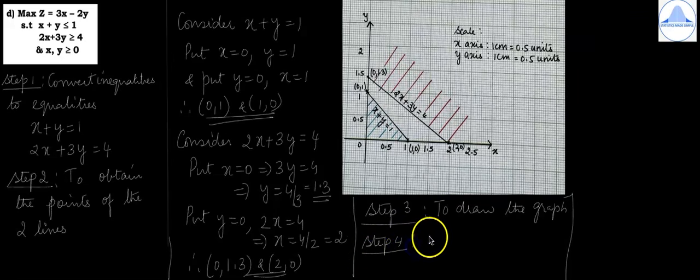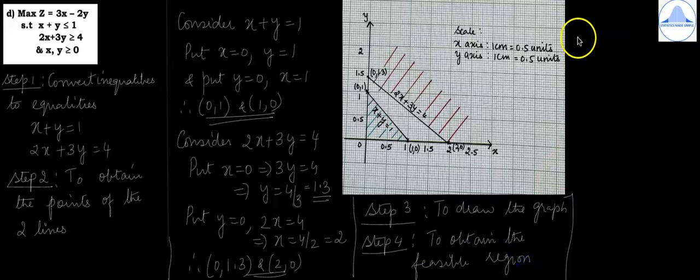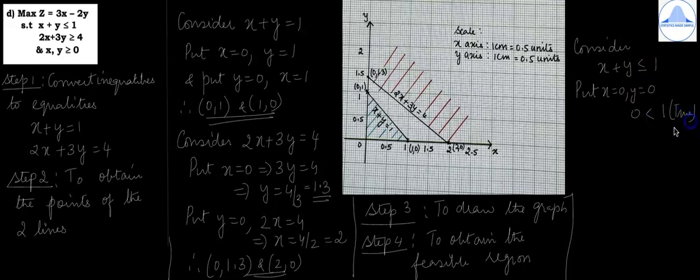Next is step 4, to obtain the feasible region. So how do you obtain the feasible region? I have already worked out many problems now. So you should consider both the inequalities. First take the first inequality, that is x plus y less than or equal to 1. Then you have to put x equal to 0, y equal to 0. So on the left hand side you will get 0, on the right hand side you have 1. Check whether 0 is less than 1. It is less than 1. So you will write true.